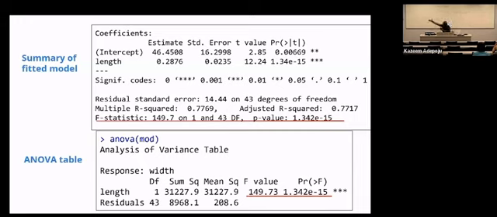Okay, so you can see now. So this is how you are basically going to do that in R.